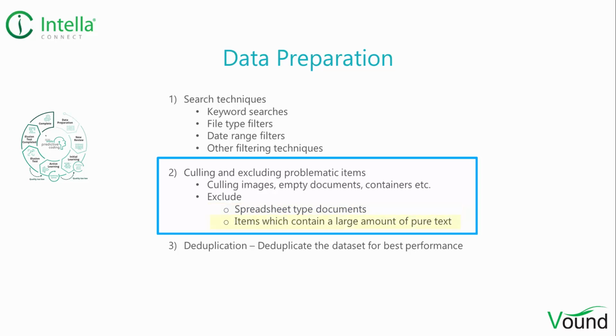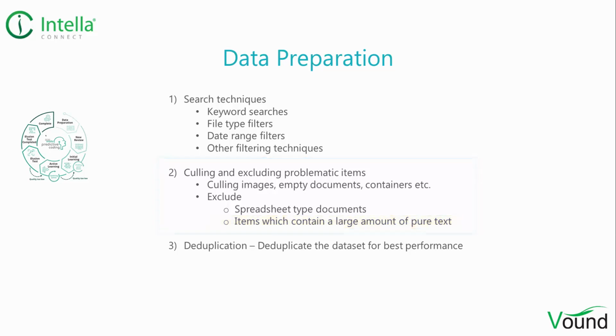2. Another example is when documents contain a lot of pure text. These documents can contribute a lot of terms to the predictive coding model, which can affect performance. These items should also be manually reviewed and coded. Note that running the predictive coding algorithms is a resource-intensive process. All efforts should be made to remove such items so that the predictive coding process can be run in the most efficient manner.